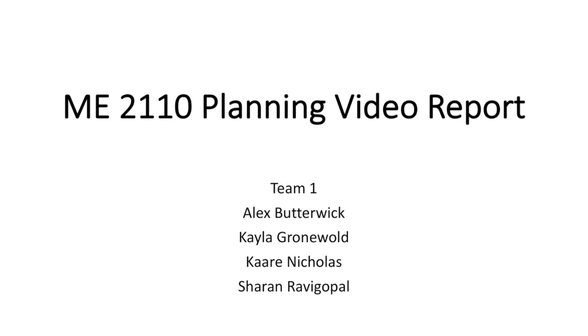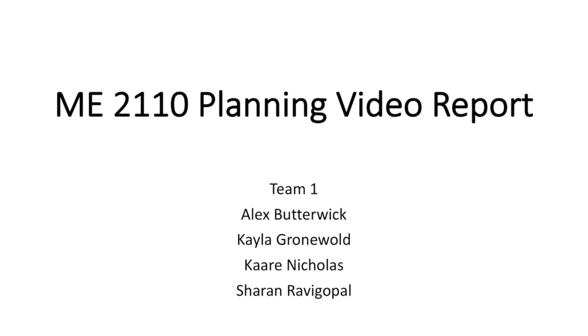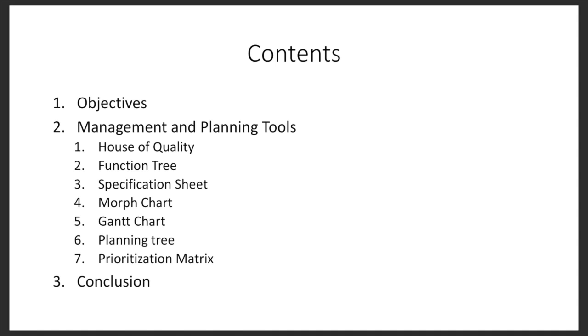Today I'm going to talk about our ME 2110 planning report. I am going to go over some of the contents of this presentation. First, I will talk about our team objectives. I will then introduce our management and planning tools we are using, such as the House of Quality, Function Tree, Specification Sheet, Morph Chart, Gantt Chart, Planning Tree, and Prioritization Matrix. Then I will talk about our conclusion as a team.